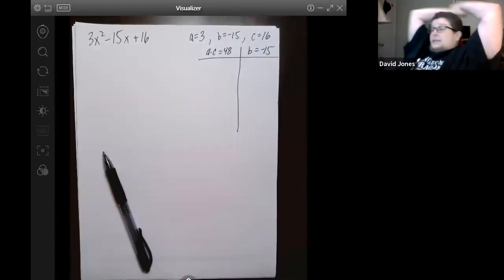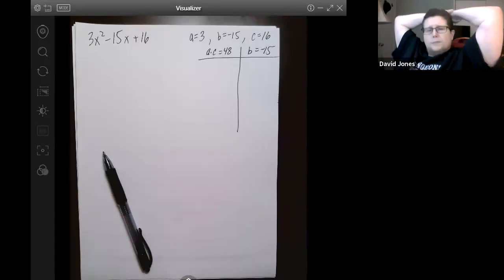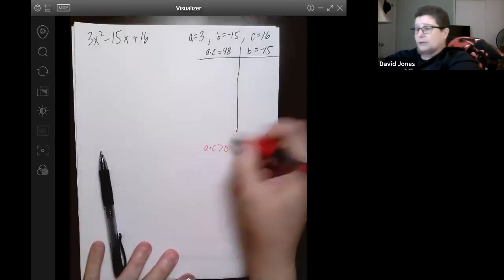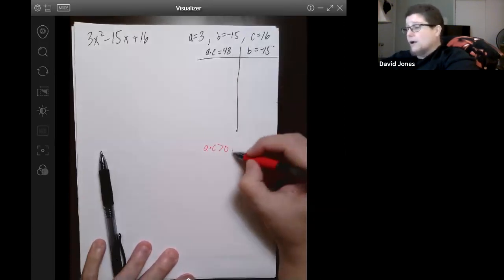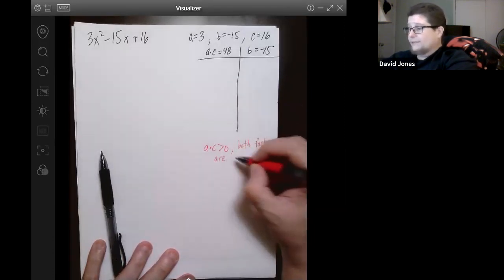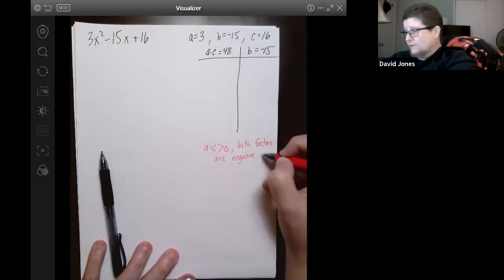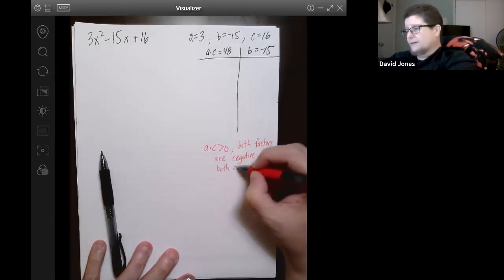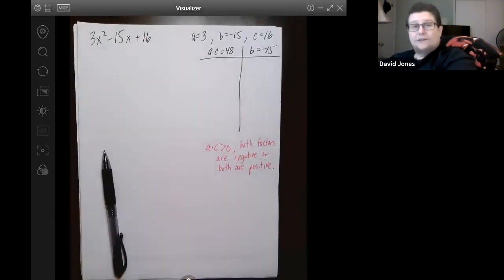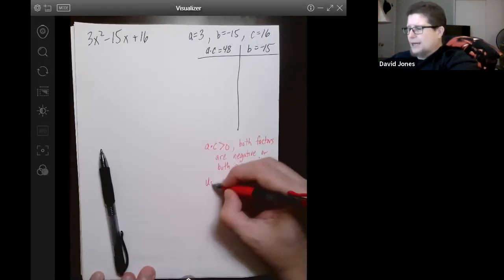Now let's think about this. I've got two numbers that multiply together to make a positive number. This means when a times c is greater than 0, like it is now, 48 is greater than 0, both factors are negative or both are positive. You can't have one of each. Okay? If you have one of each, they multiply to a negative number. And so at this point, use the sign of B to decide.